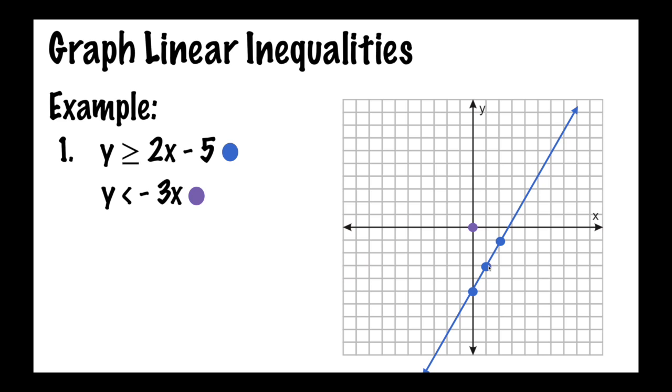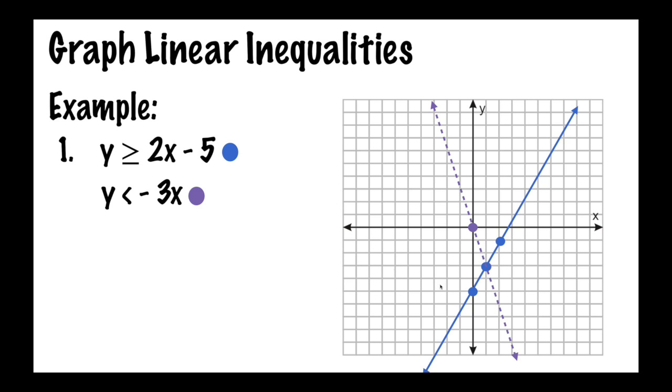Then I could do that again, and then finally I'm going to make that line. And that line needs to be dotted because we don't have an equal sign here. So now as we start to talk about shading, if we look at the blue line here, which is my top inequality, that says greater than or equal to.